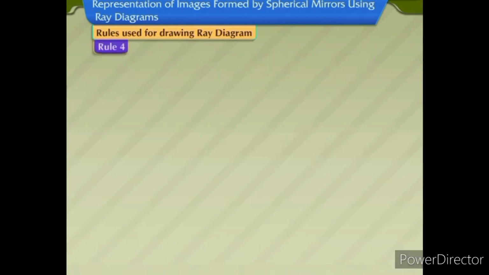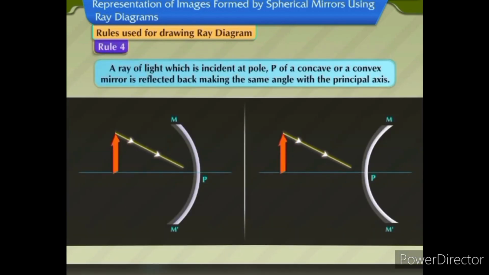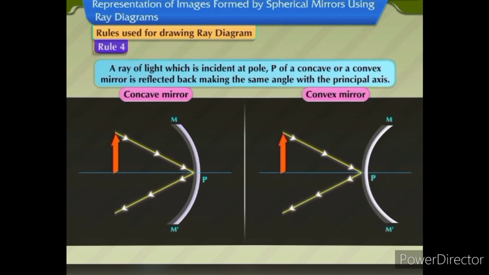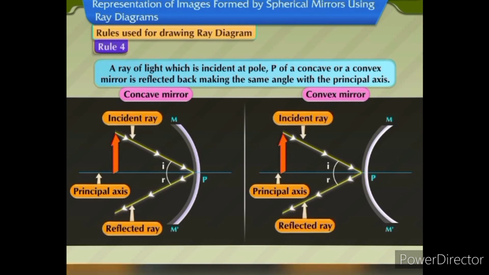Rule 4. A ray of light which is incident at pole P of a concave or a convex mirror is reflected back, making the same angle with the principal axis. Here the incident and the reflected rays follow the laws of reflection at the point P, that is, the point of incidence. Thus, they make equal angles with the principal axis.